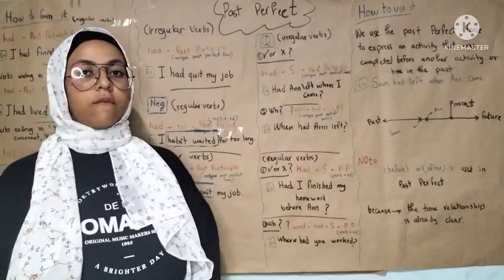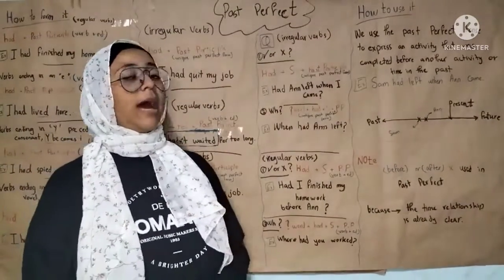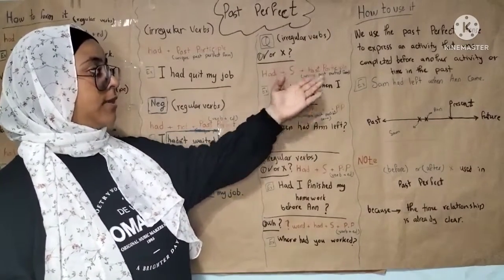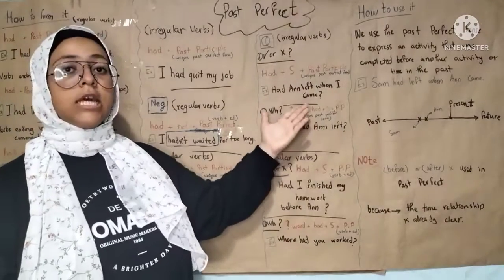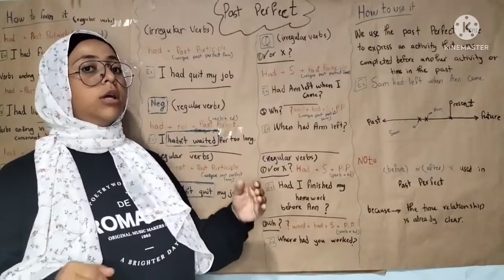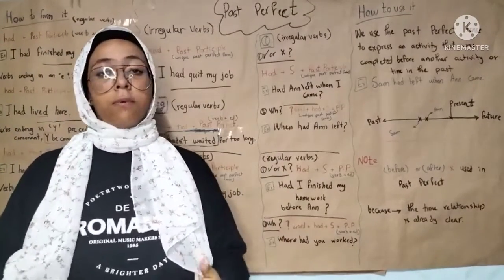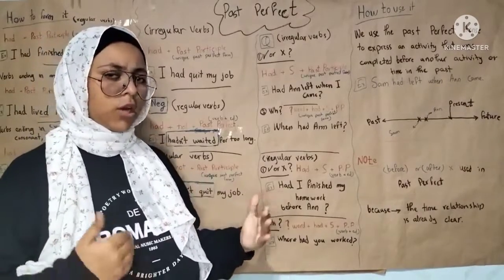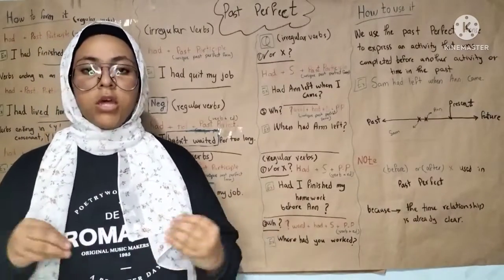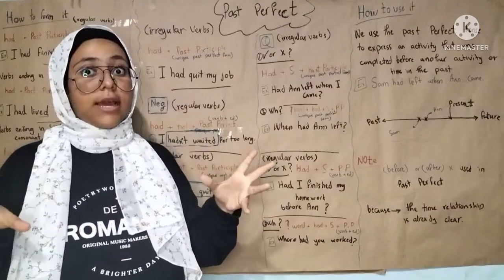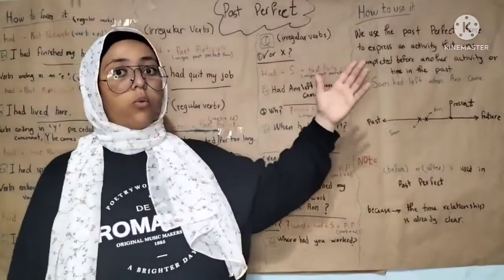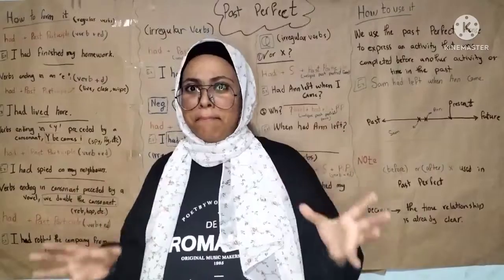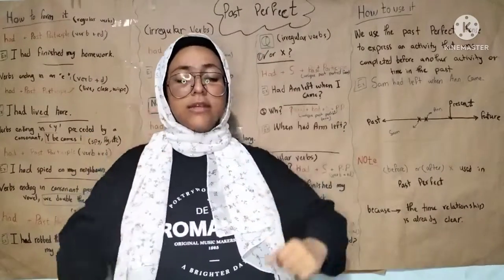Okay, so now let's move on to the uses. How to use the past perfect. We use the past perfect tense to express an activity that was completed before another activity or time in the past. So the use is the same as the meaning of past perfect. Yes, they are exactly the same. So we can get the use from the title or from the meaning of the tense.